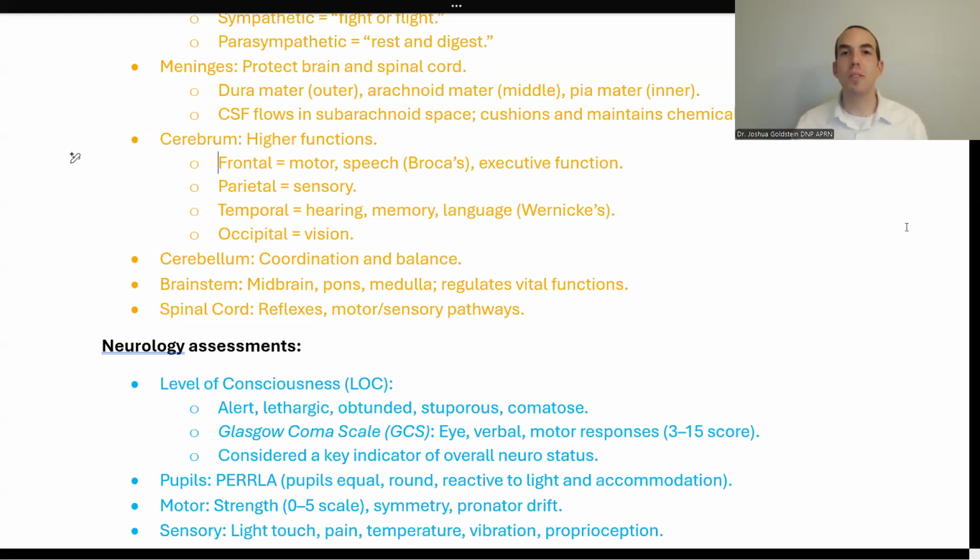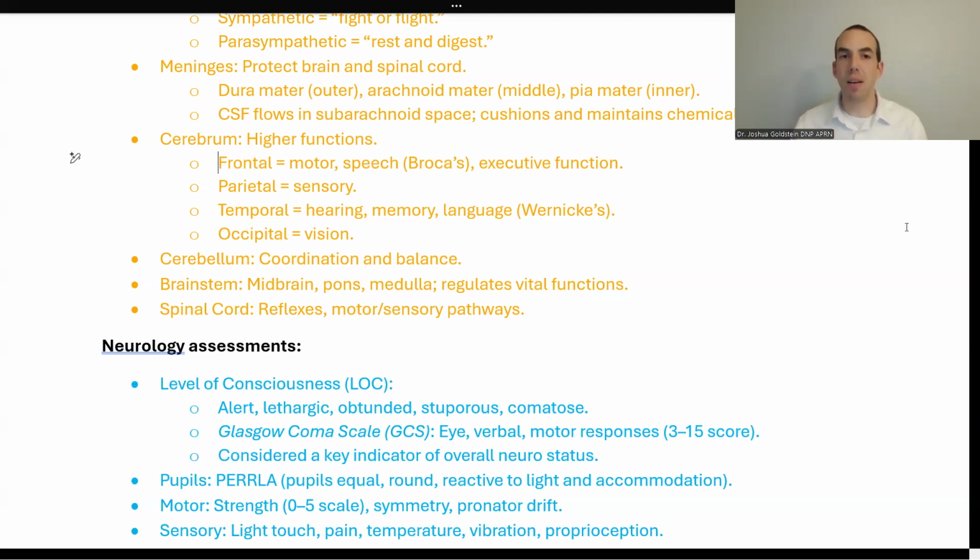Now, then we have the cerebrum. The cerebrum is what most of us think of as the classic. When we say the brain, we're usually talking about the cerebrum. The cerebrum is responsible for many of our higher functions. The frontal part of the cerebrum is responsible for motor and speech and executive function. The parietal part of the cerebrum specifically is responsible for sensation. The temporal, that's going to be the sides, is responsible for hearing and memory and language. And then occipital, which is the back of the cerebrum, is responsible for vision.